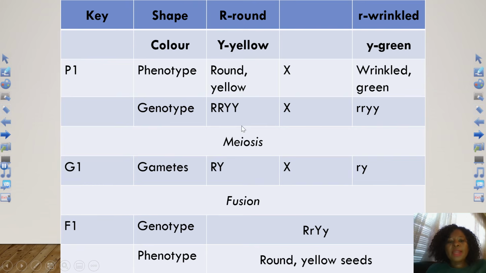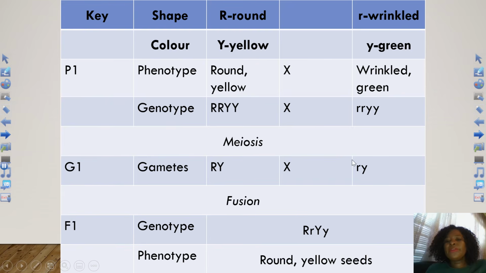small y. Then meiosis occurs, which brings the principle of segregation, and therefore your gametes will be capital R, capital Y from the first parent. You don't have to write all of them if they are all the same.